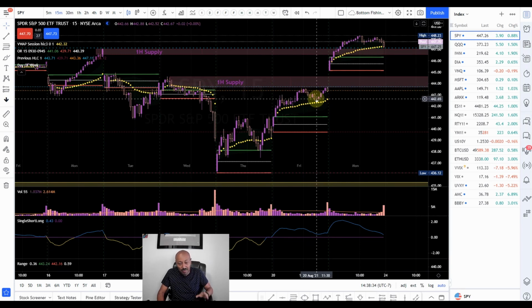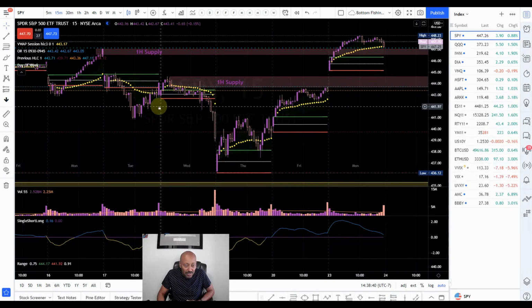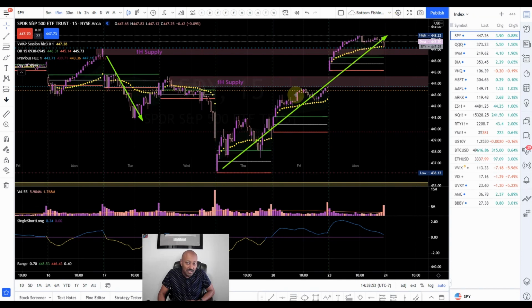So that's why when you trade with the trend, you'll have much better success, because the goal is not to capture, let me show you, this move, right? That's not the goal. The goal is to capture this move. This is a significantly better move, right? The goal is to capture this move and not guess at that move.